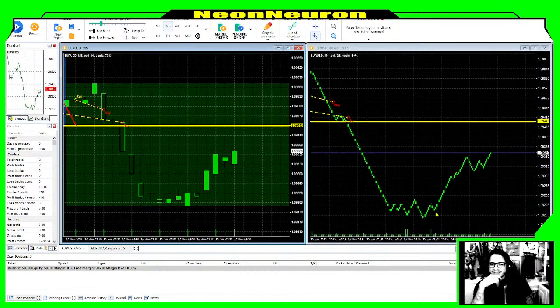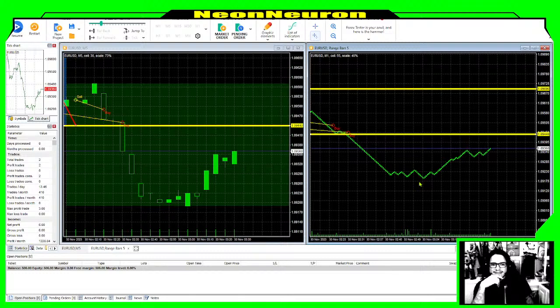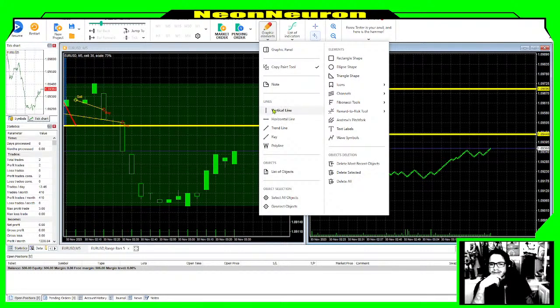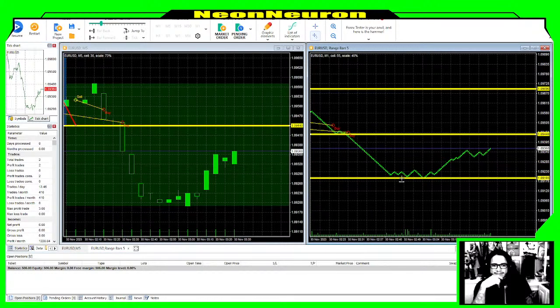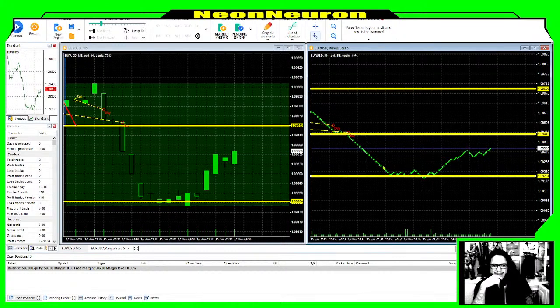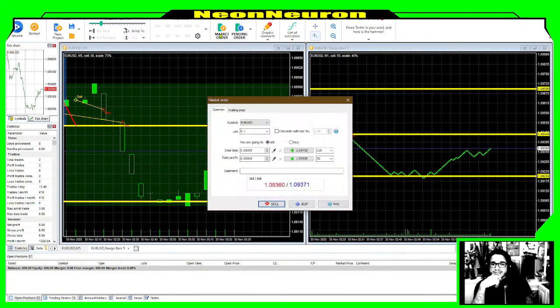Looking at that, okay, so we must have a new level down here. Let's put in a new line. We'll put it about right there. Bounce, bounce, bounce, and then up. So we'll start selling. I think we could start selling now, actually. Let's go ahead, set our stop loss and our take profit, and we will sell.